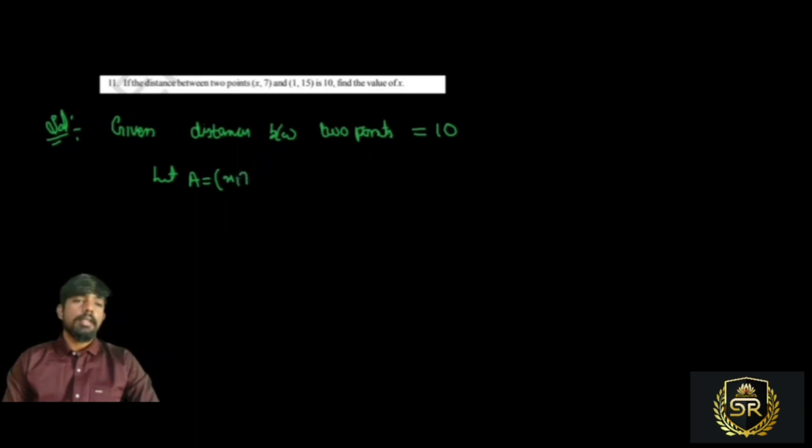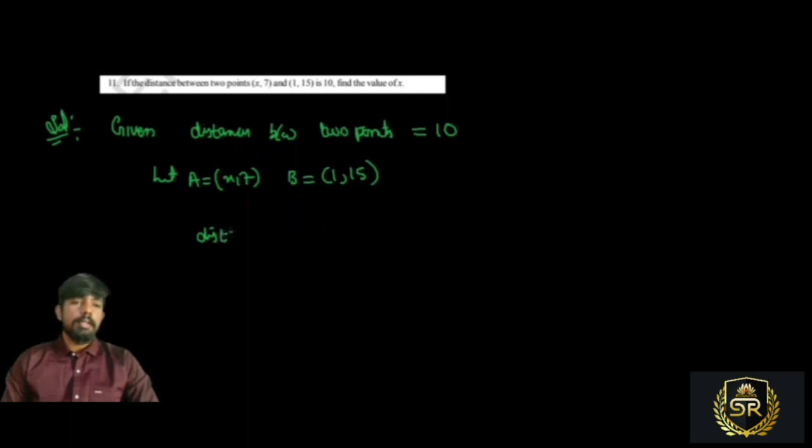In this question, if the distance between the 2 points is 10, find the value of x. So this is what is given. First, write what is given: the distance between the 2 points is equal to 10. Let point A be x comma 7, and let point B be 1 comma 15. 2 points are given. Now we know the distance formula for the distance between 2 points.